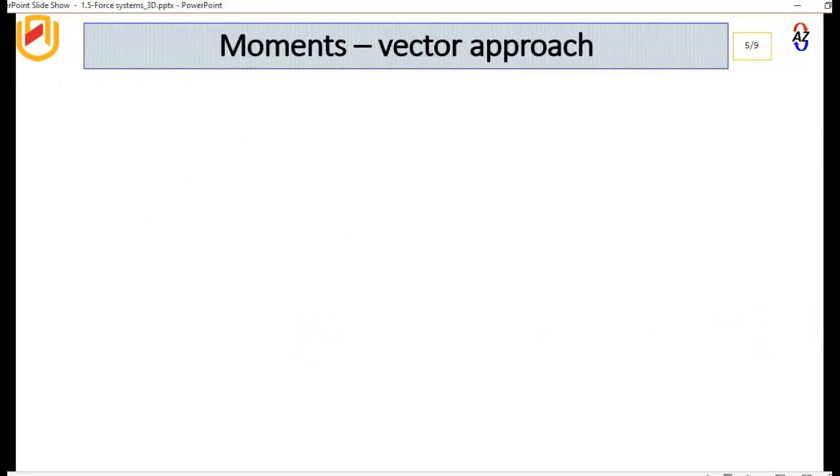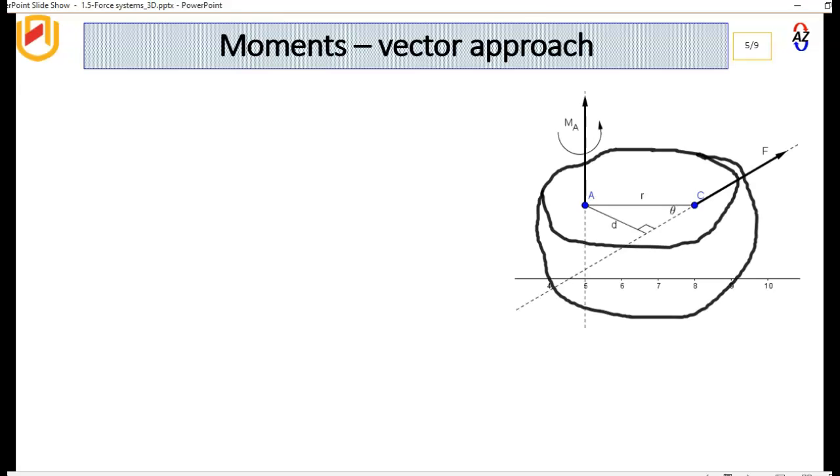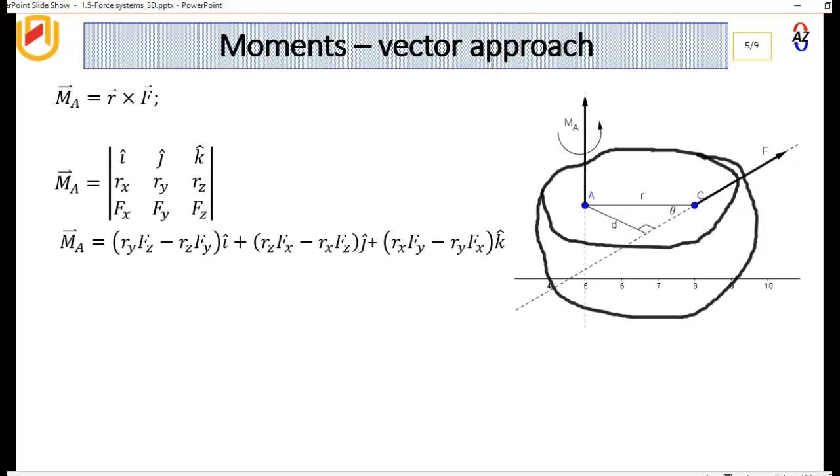Now let's use the vector approach to do this sort of thing. So we've got our 3D force system here. So M is R cross F, just like in 2D. And then what we're going to do is, in this R cross F, we define it with a determinant. So we have i, j, k, and then R is Rx i plus Ry j plus Rz k. So what we do to calculate the cross product in this case, we say i, and then Ry Fz minus Fy Rz.